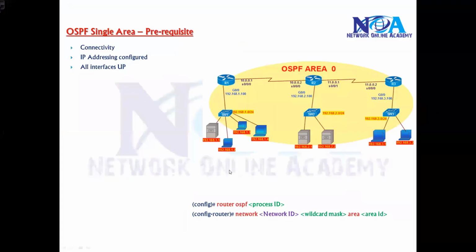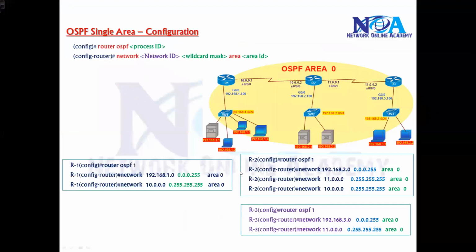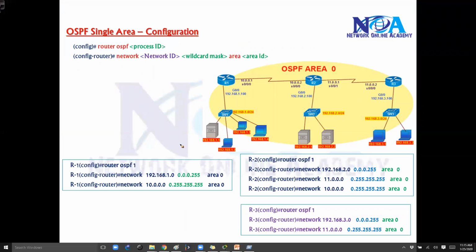Configure the router 1. The configuration is simple. In my case, router 1 has 2 interfaces, and we need to advertise these 2 interfaces. So I'll be using router OSPF 1. We can use any process ID.